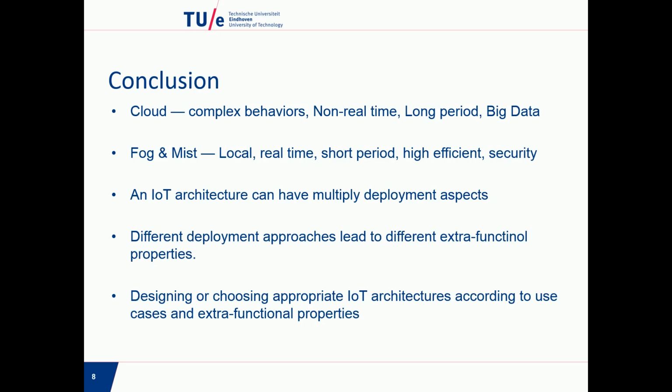To improve the extra functionalities of the IoT system, such as the latency and the scalability, one IoT system architecture can apply more than one deployment approach. For example, the NIST architecture, which mainly uses the cloud approach, also applies the mist deployment approach in the control function.